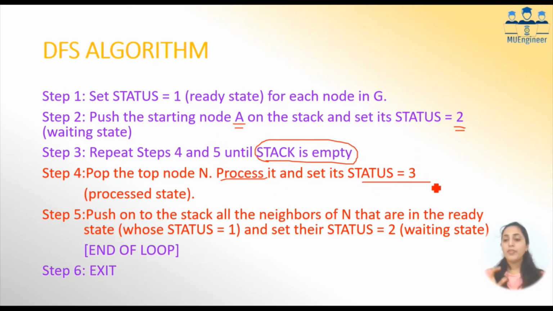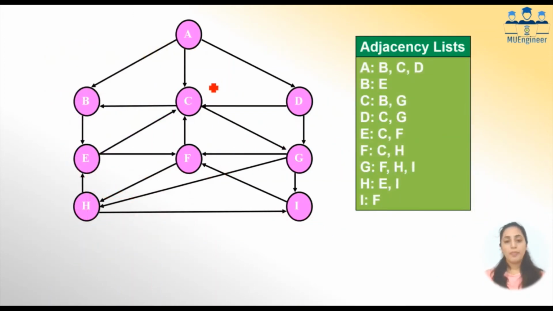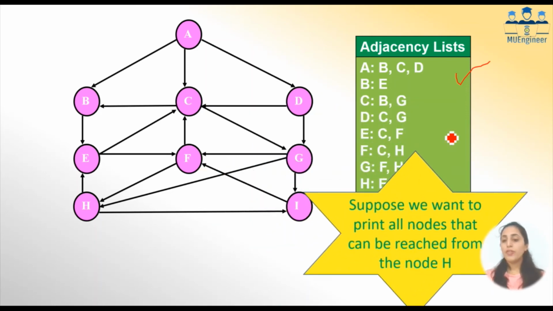And after popping out, we have to push all its neighbors to the stack. And then again, we pop out one value from there. So whenever we push something to the stack, their status should be 2, that means they are in a waiting state. So let's see this example. Here we have a graph, and we have also prepared an adjacency list for all the nodes. Now suppose we want to print all the nodes that can be reached from the node H. So here I am considering my root node as H.